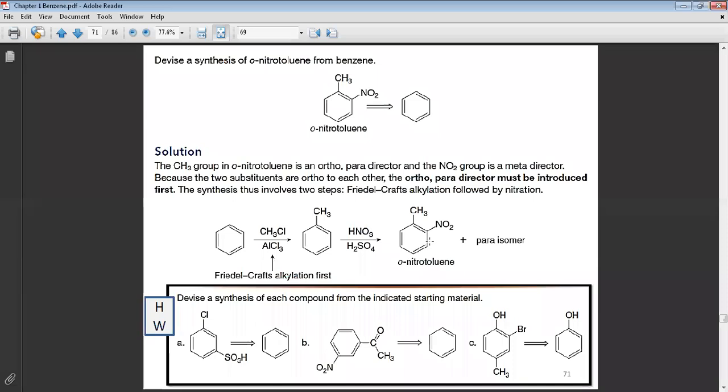But if we started in reverse, nitration and then alkylation, look, if you start from benzene, nitration, it will be nitrobenzene, yes? And then alkylation, the CH3 cannot go to the ortho or para. It will go to the meta, okay? This is incorrect.